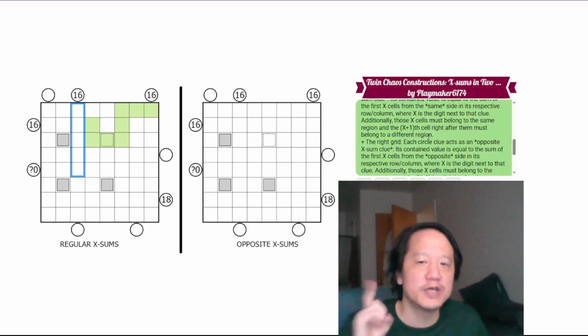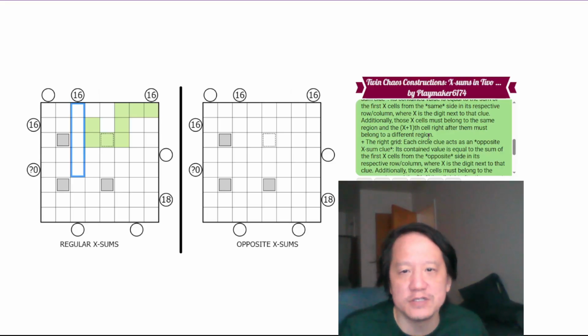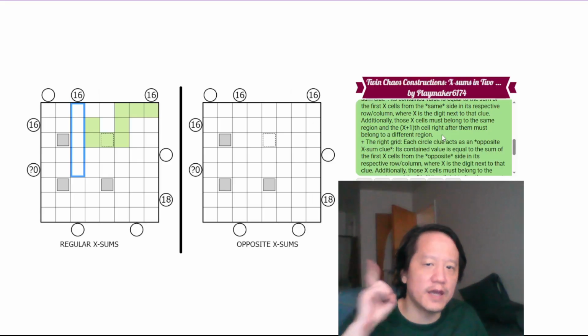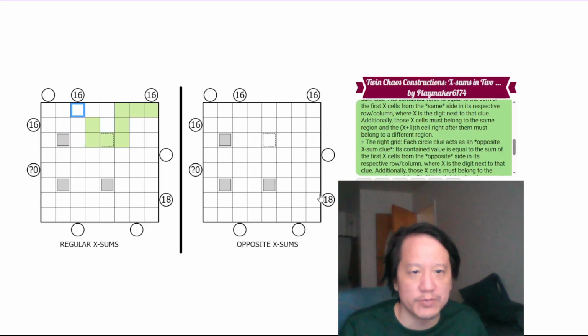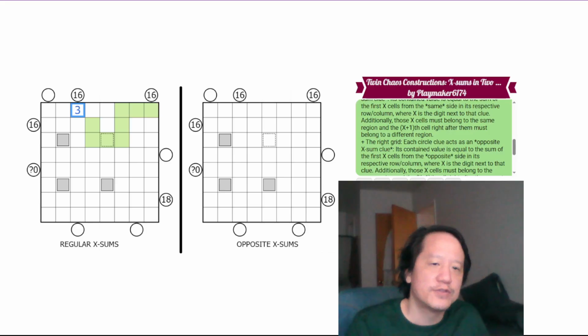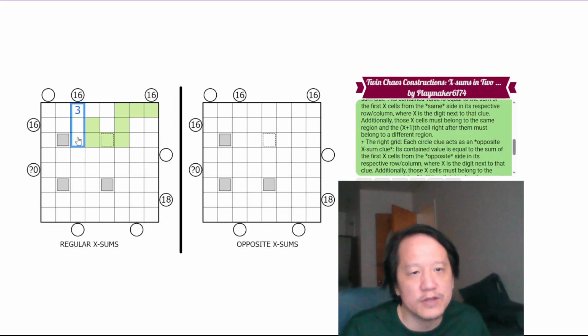Additionally, those x cells must belong to the same region. And the x plus 1th cell right after them must belong to a different region. So, for example, if you had, say, 3 here, that would mean the next 3 digits add up to 16. Actually, is that even possible? Yes, I guess it is.